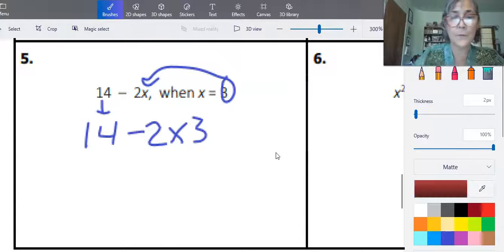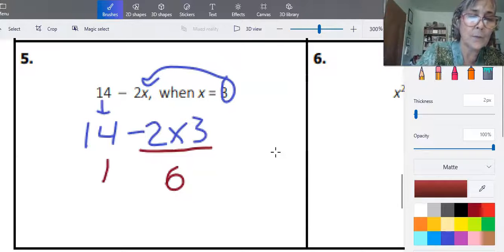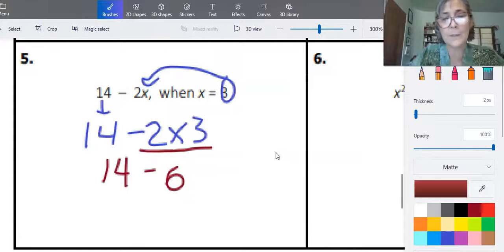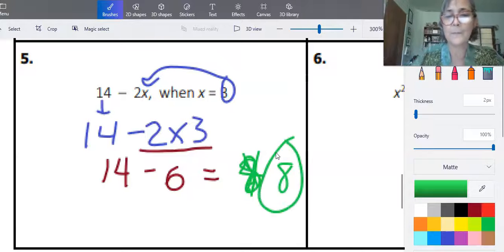What am I going to do first? That's right, multiply. 2 times 3 is 6. Don't forget your 14. 14 minus 6 is, I'm sorry, that's right, 8. My bad. Beautiful. I hope you caught that.